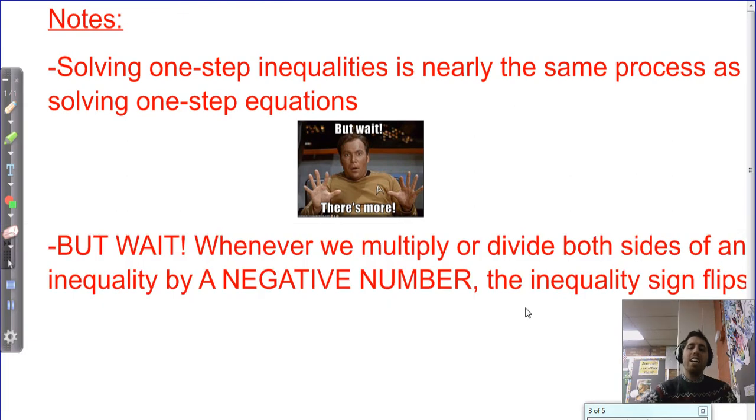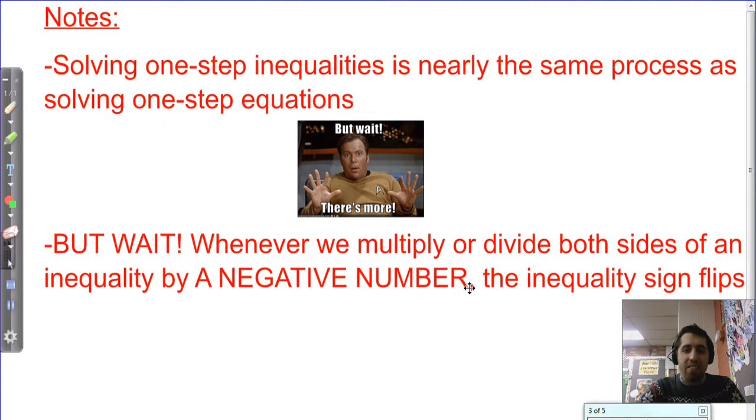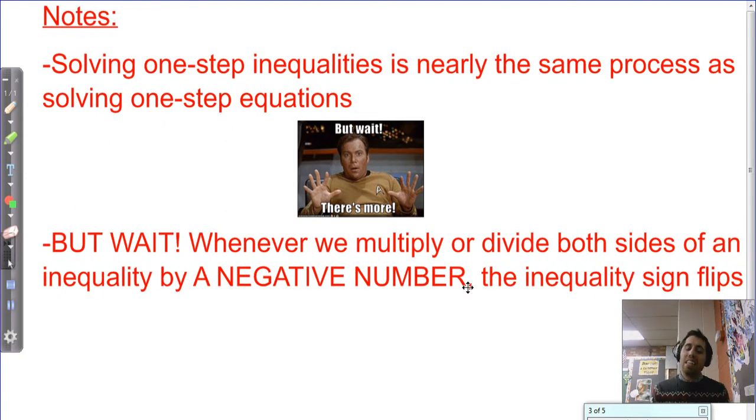Why not? Because whenever we multiply or divide both sides of an inequality by a negative number, the inequality sign has to flip. It has to flip. And so there are some good ways to explain this. I am going to try and say, if you're multiplying or dividing both sides of an inequality, it doesn't make sense to have the inequality face the same way.